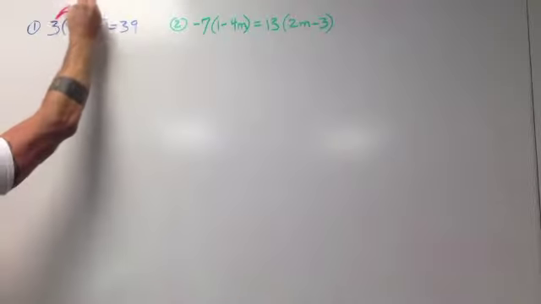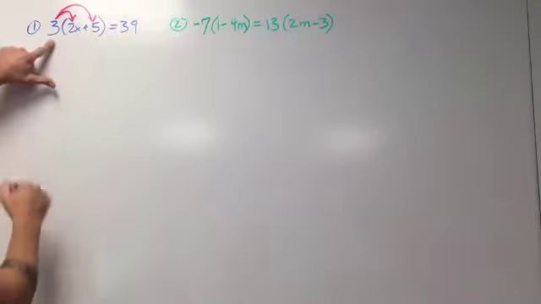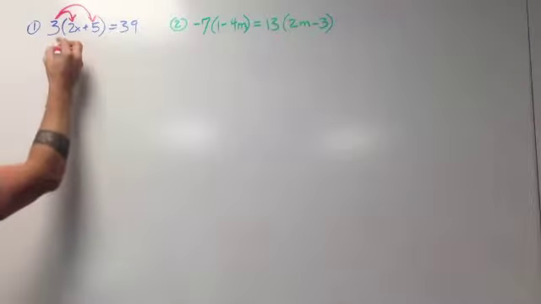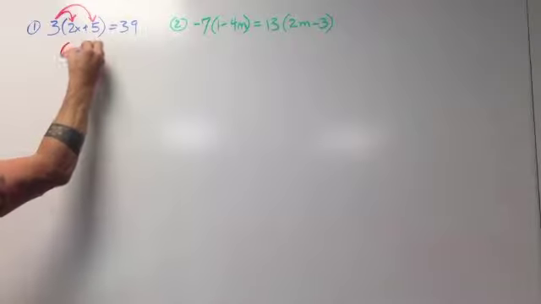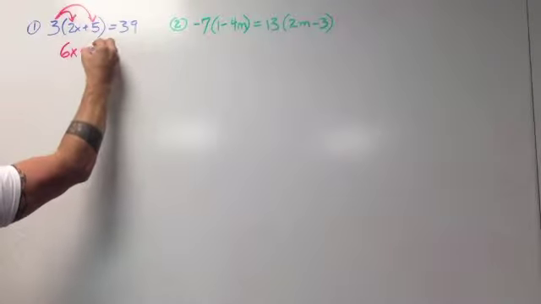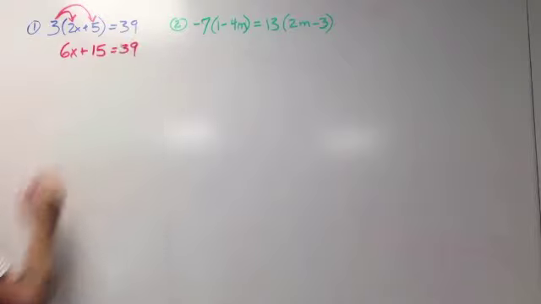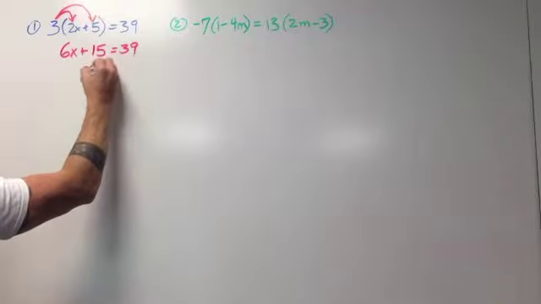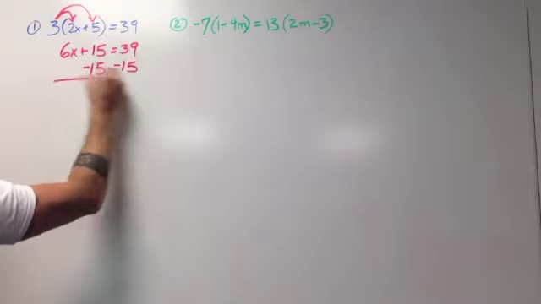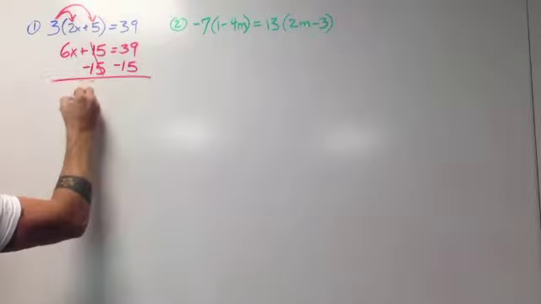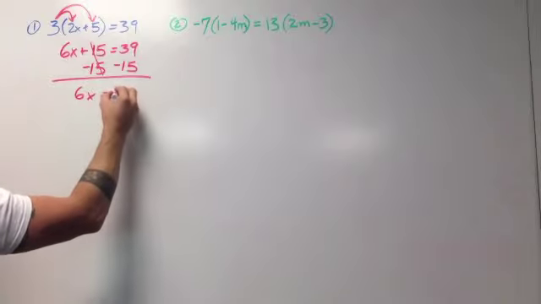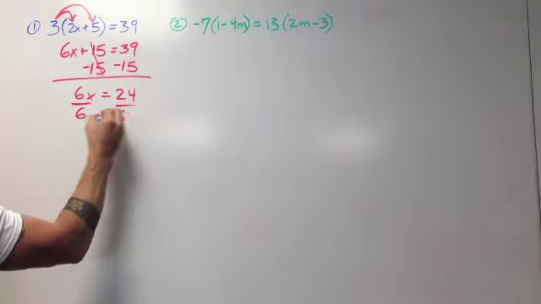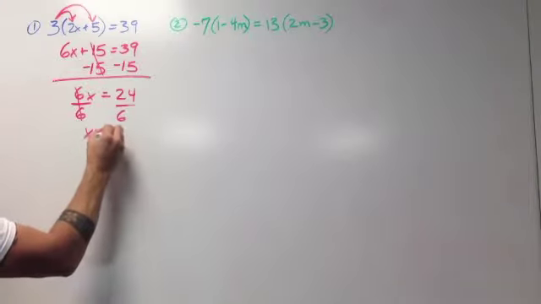the 3 to everything inside the parentheses, because this is 3 times 2x plus 5. So we have 3 times 2x, which is 6x, plus 3 times 5, which is 15, equals 39. Now we're left with a 2-step equation. We're going to subtract 15 from both sides of the equation. We're left with 6x equals 24. We divide by our coefficient 6. We have x equals 4.